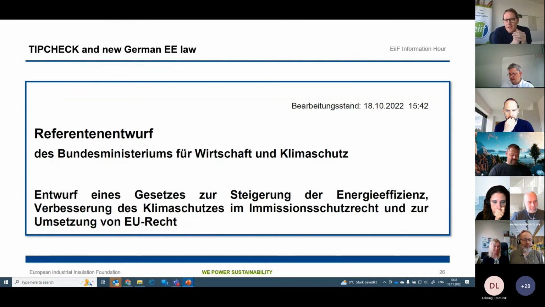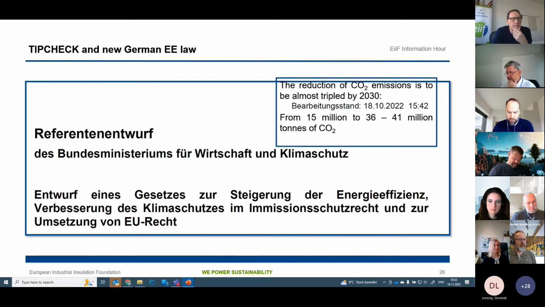We have also received a leaked version of the first draft of the new energy efficiency law, which will then be a continuous law. The NCMIMAF, which is the abbreviation of the monster, is valid until 2024. And the German government is now working on this new energy efficiency law. They're still in discussions, and this law sees a reduction of CO2 emissions to be tripled by 2030.